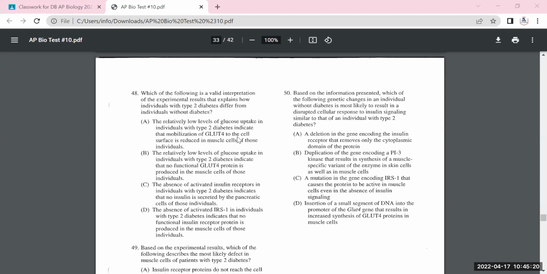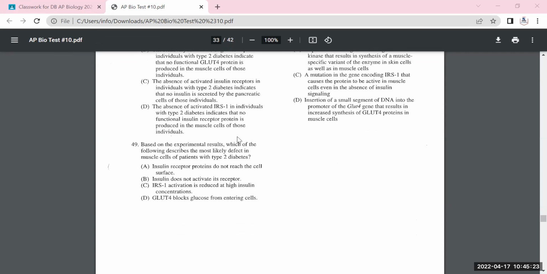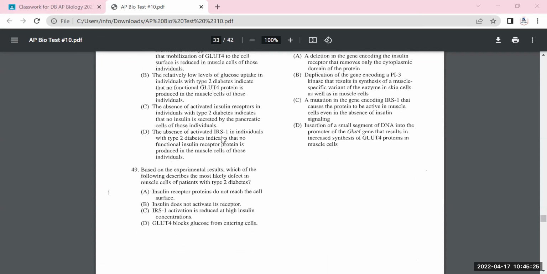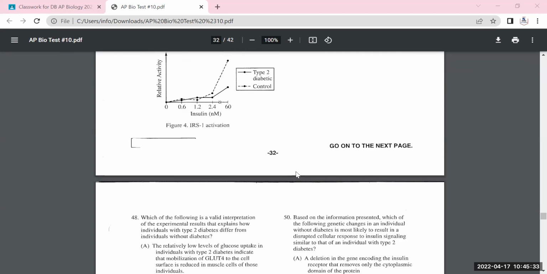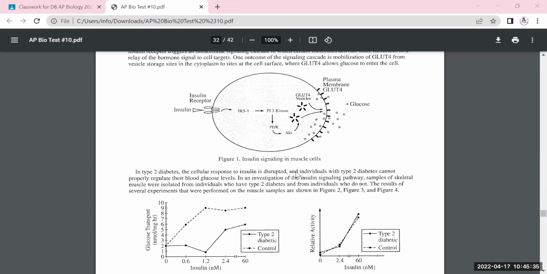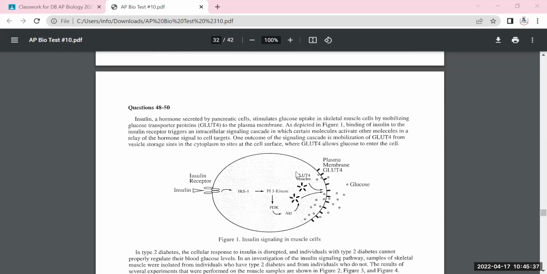Okay, 49. Based on the experimental results, which of the following describes the most likely defect in muscle cells of patients with type 2 diabetes, right? So how would your muscles be messed up, I guess?